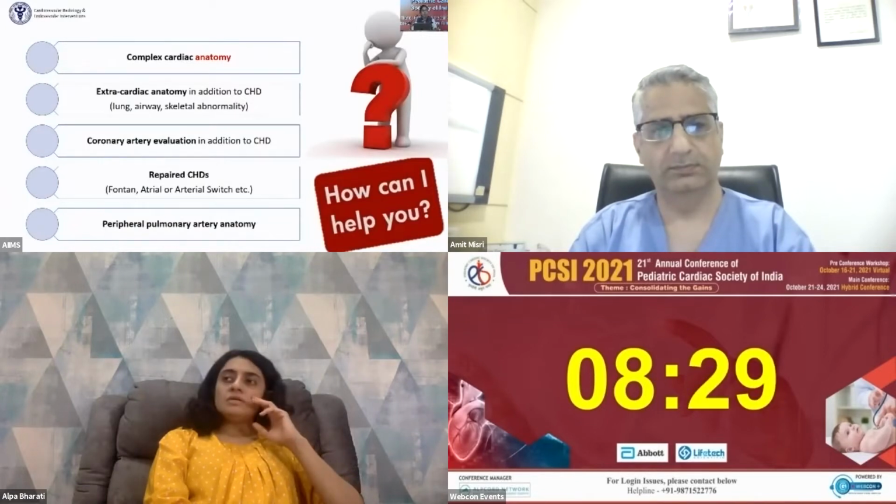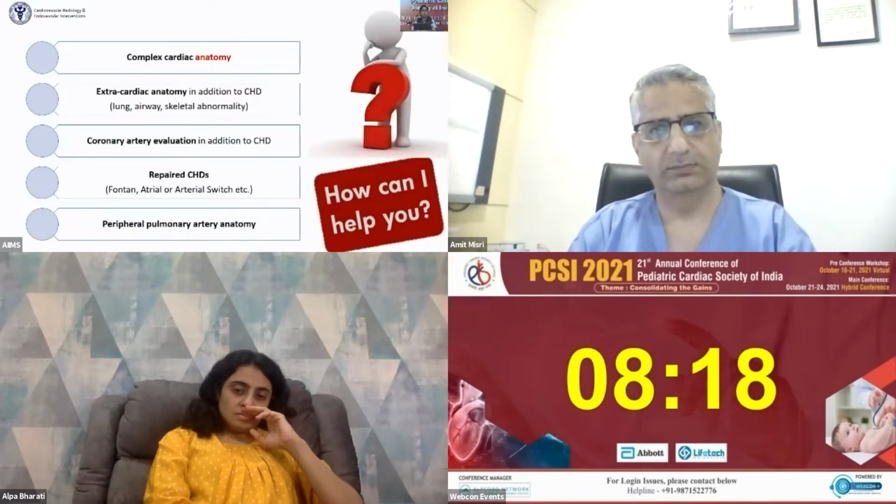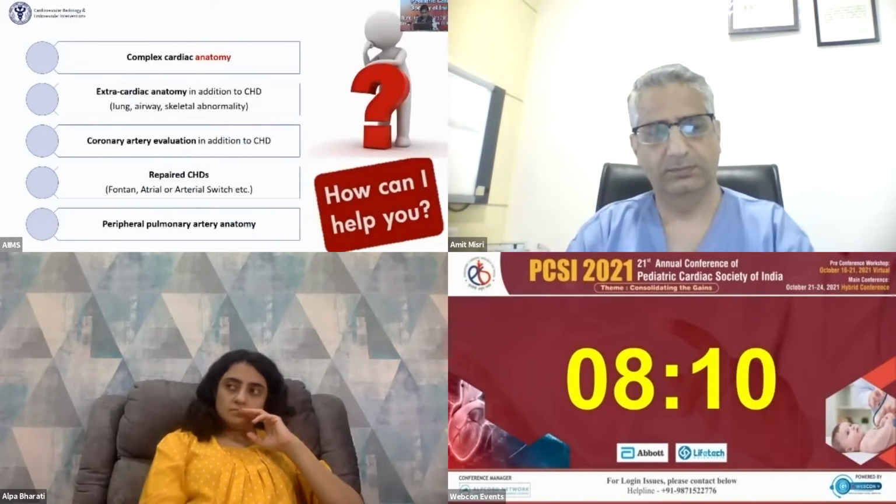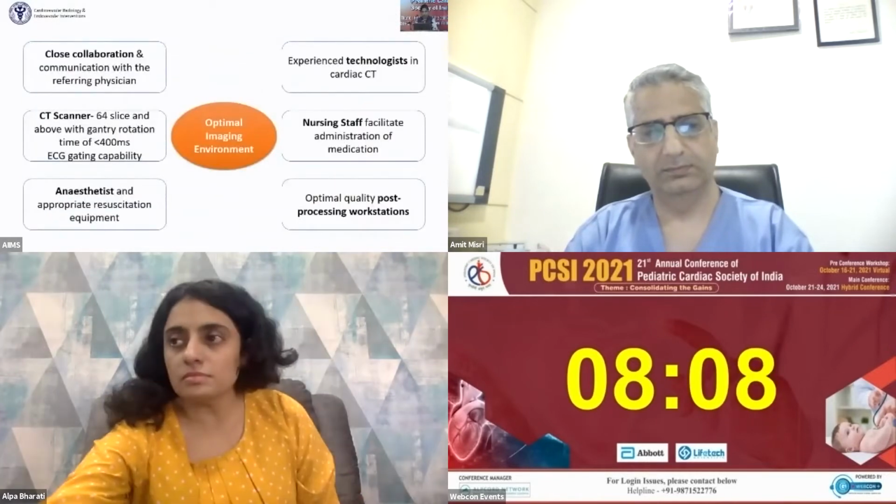For repaired CHD, again, MR obviously, since you want functional information, hemodynamic information regarding your shunts, etc., MRI would be the way to go. But if you are interested only in the morphology, the anatomy, then you can go for the CT. Also, peripheral pulmonary anatomy is better seen on CT versus MRI.